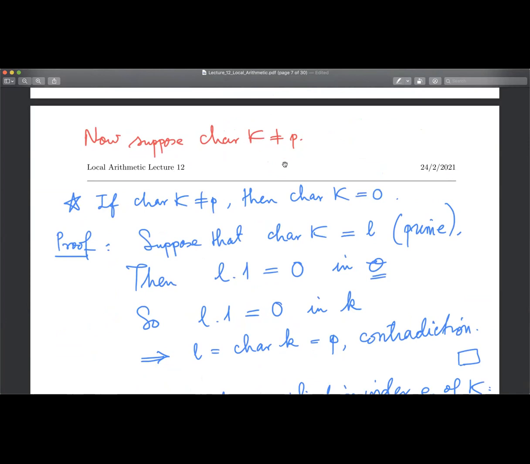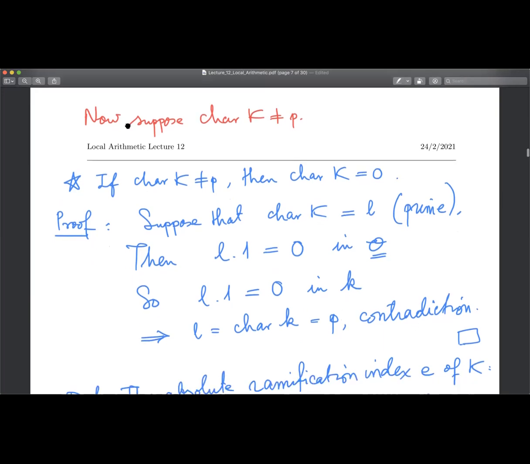Okay, so now let's look at what happens if the characteristic is different from P. The first claim is, if the characteristic is different from P, then it has to be equal to 0, meaning it cannot be equal to some prime other than P. What we have to show is that if the characteristic of K happens to be some prime, then that prime is equal to P, which will be a contradiction, because we are starting with a P-adic field K of characteristic different from P. So the only possibility is that the characteristic of K is 0.